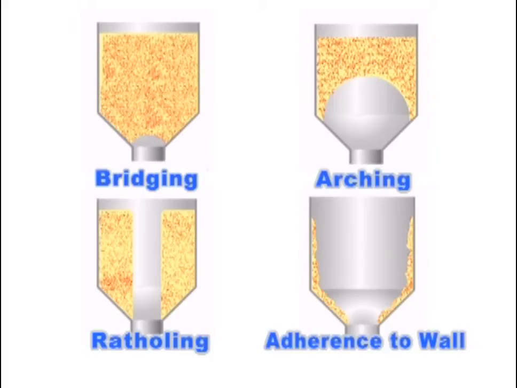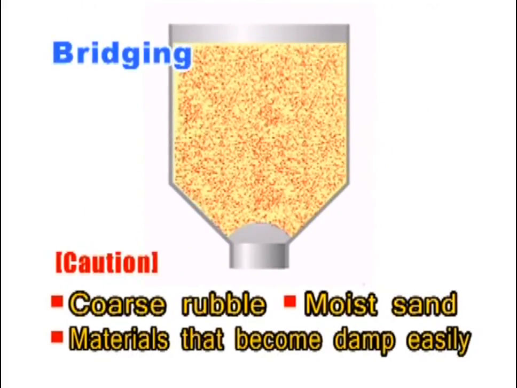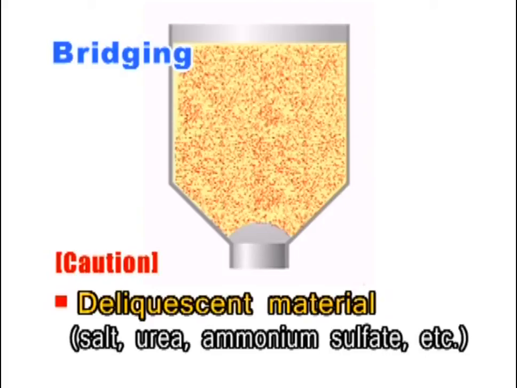Causes of blockage, in addition to rat holes, vary according to the shape of the tank and materials being handled. A phenomenon called bridge is common when the exhaust port in a tank is small. One must be especially careful with sand that has high moisture or materials that easily become damp. Salt and urea can also cause this problem. Because these materials tend to harden during periods of high humidity, special caution is required.